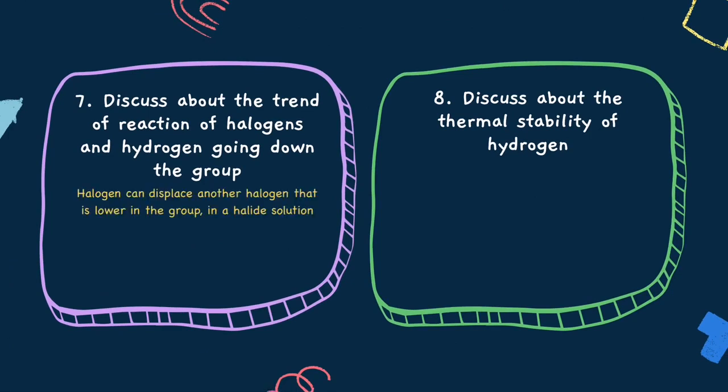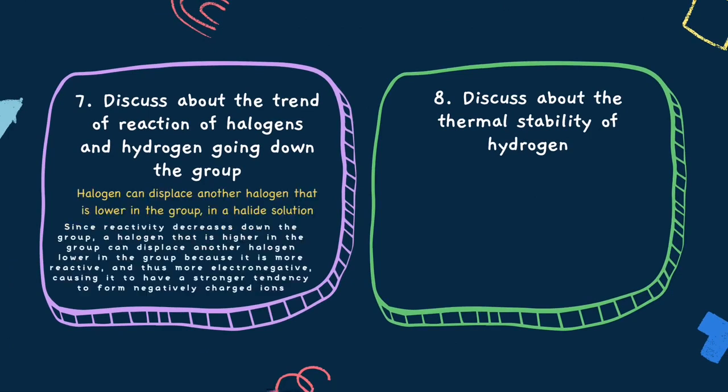In a halide solution, halogens can displace another halogen that is lower in the group. Since reactivity decreases down the group, a halogen that is higher in the group can displace another halogen that is lower in the group because it is more reactive, thus more electronegative, causing it to have a stronger tendency to form negatively charged ions.